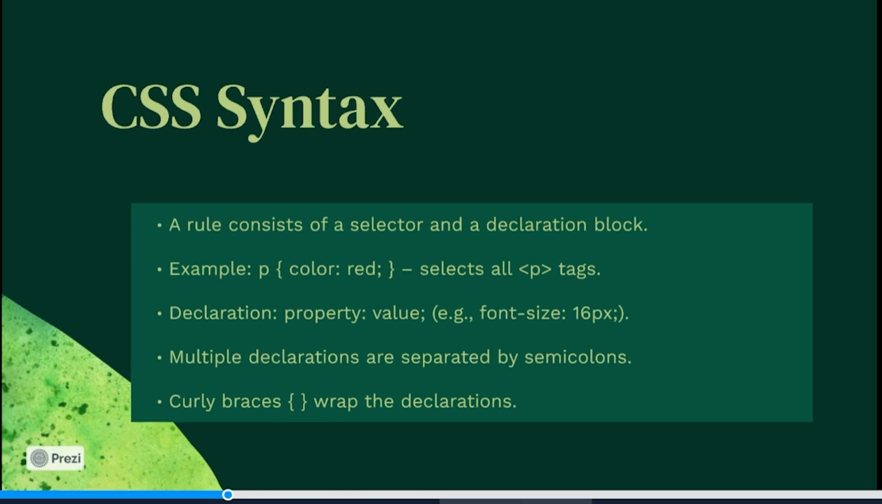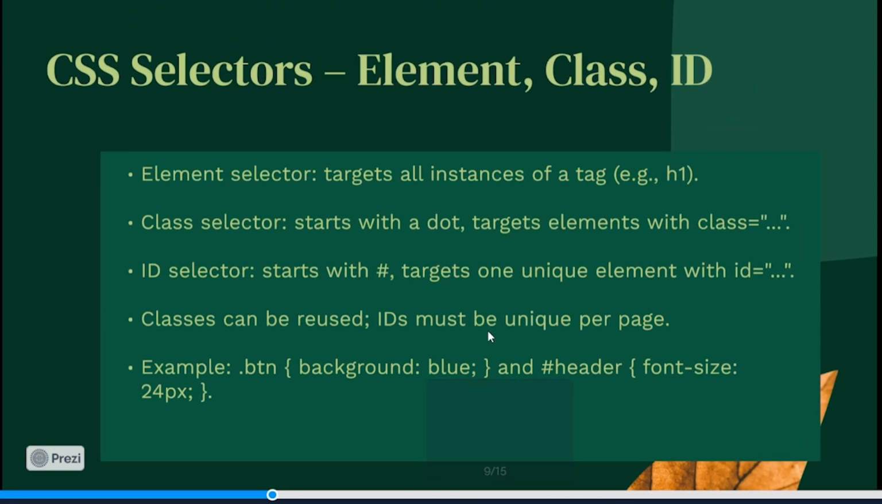Okay, and then CSS selectors: elements, class and ID. Selectors help us choose which element we want to style. I mean, selectors play a major role in selecting which type of elements we want for our purpose. Okay, the most common selectors are the element selector, class selector and ID selector.